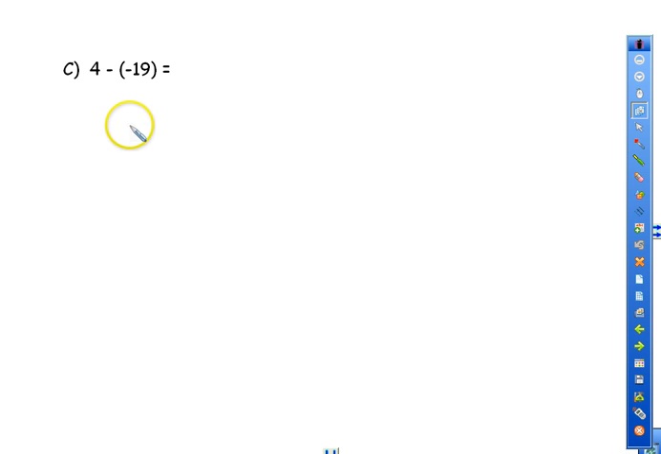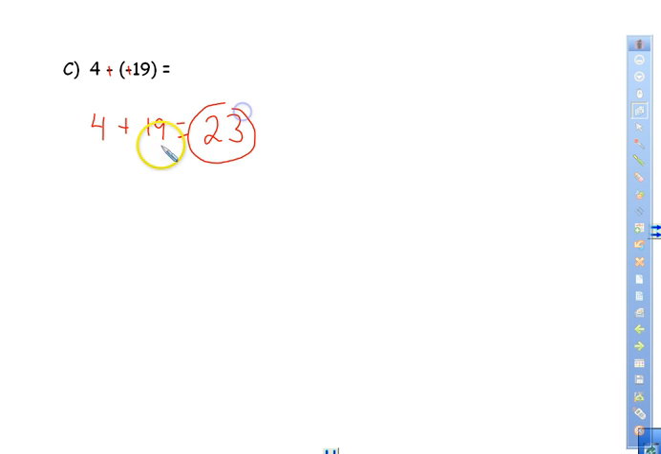Go ahead and solve this. Hit pause and solve. All right, so we have 4. Change it to addition. Opposite of -19 is a +19. So again, my other rule, 2 marks that I'm going to make it addition, make it a positive. Okay? And so 4 plus 19, and we get 23. Done. Sign stays the same. Yes, it's positive. Okay? Again, if you're having questions on this, please make note of that so we can discuss it further tomorrow.